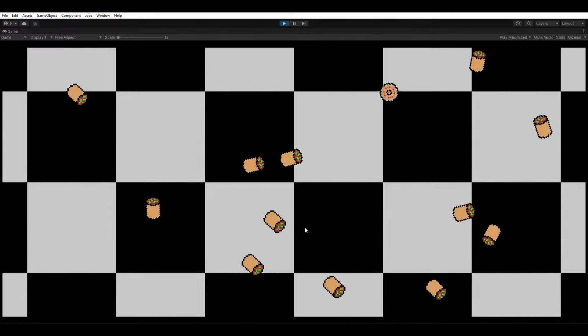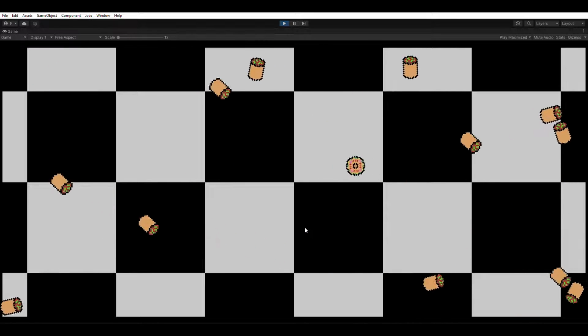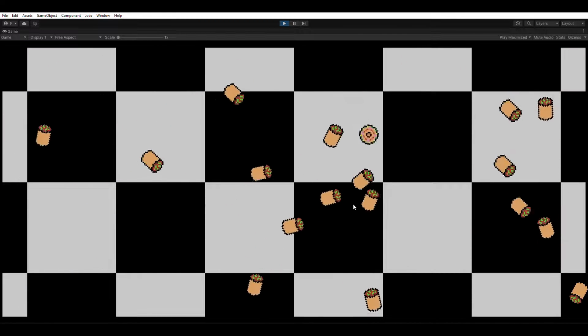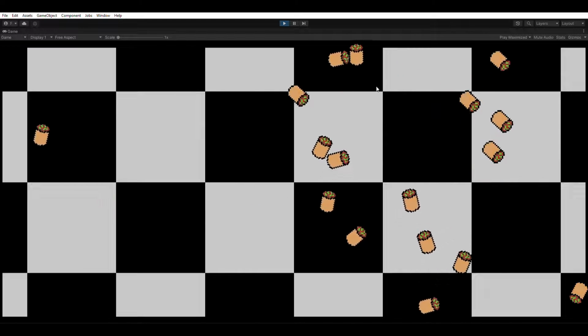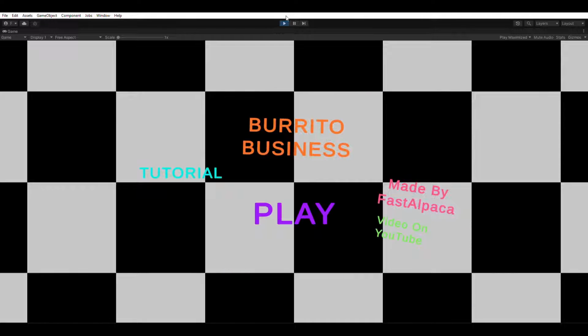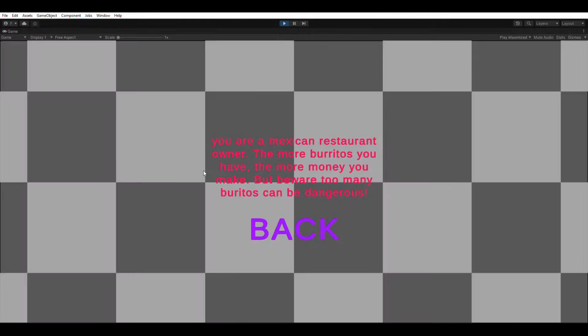But that gave me the idea to make the bullets burritos so I could give the game a story. The story is very simple. You're a Mexican restaurant owner and you earn money by selling burritos. But if there are too many burritos, representing a full restaurant where the staff can't keep up, the game becomes a lot harder and you might die. Time is running low and I'm starting to panic.